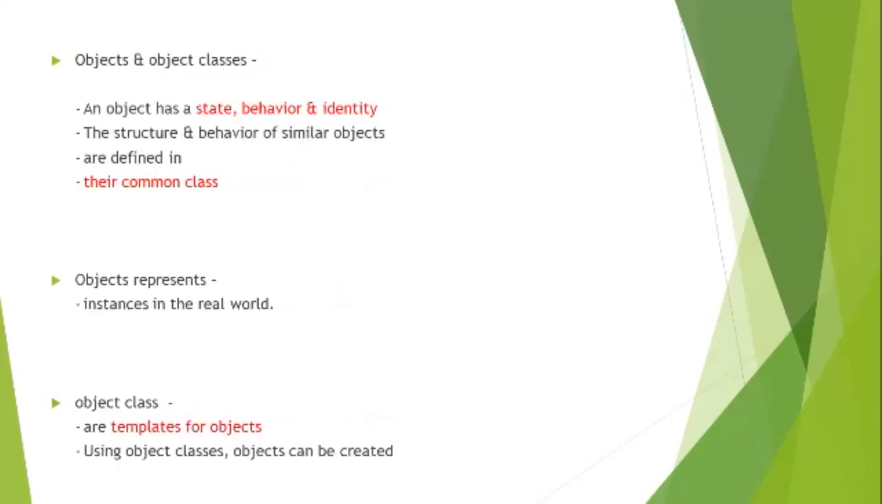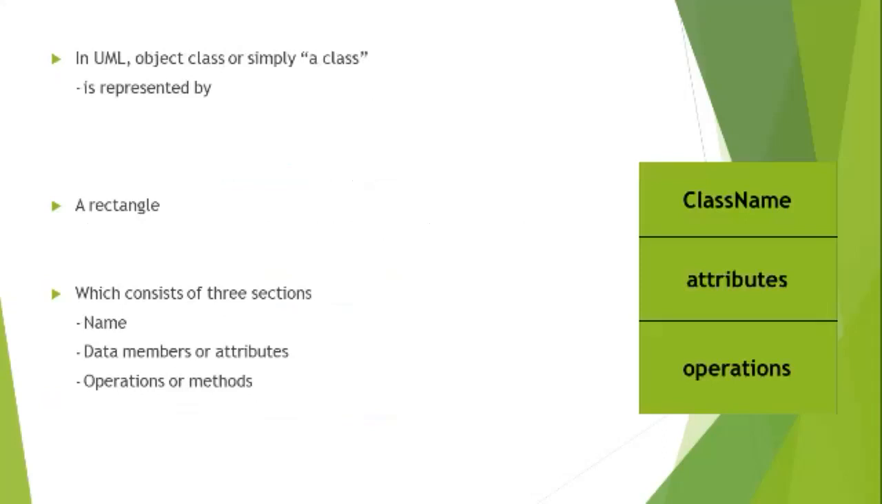Object and object classes. An object has a state, behavior, and identity. The structure and behavior of similar objects are defined in their common class. An object represents instances in the real world. Object classes are templates for objects. Using object classes, objects can be created.